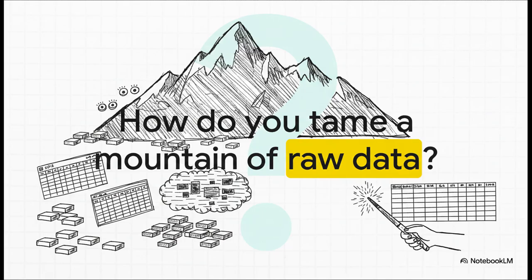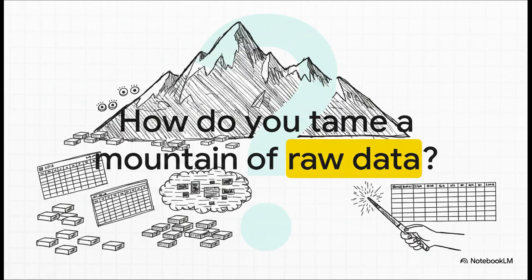So let me ask you this. Have you ever stared down a massive, totally intimidating mountain of raw, fragmented data? You know exactly what I'm talking about. Hundreds of rows on a spreadsheet or survey results that just look like a giant wall of text and numbers. How do you possibly tame that kind of chaos? And more importantly, how do you make your boss, your professor, or your clients actually understand what they're looking at without their eyes completely glazing over?